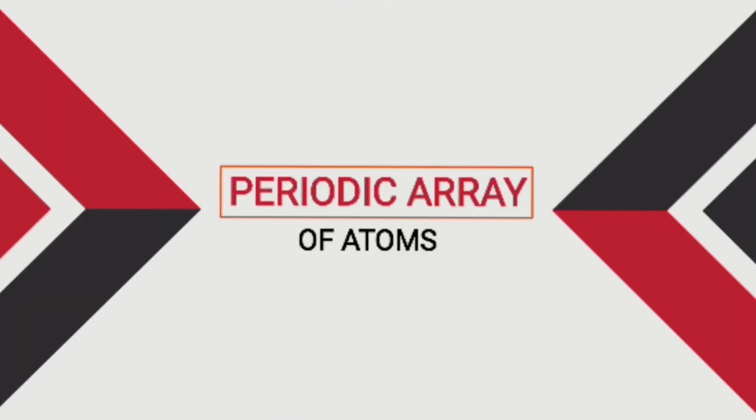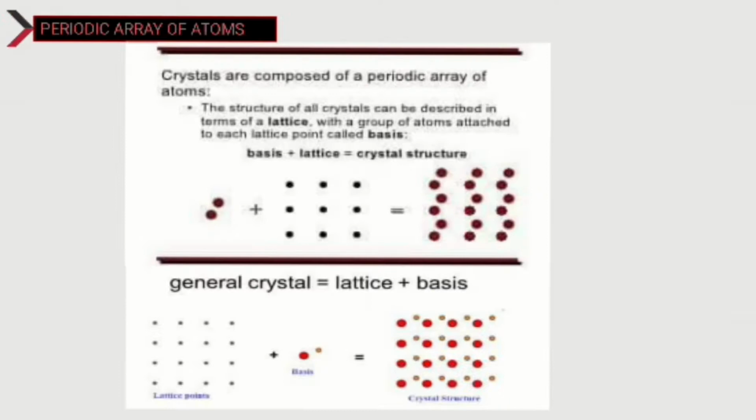So the next is the periodic array of atoms. So this is my example of the periodic array of atoms. Crystals are composed of a periodic array of atoms. The structure of all crystals can be described in terms of a lattice, with a group of atoms attached to each lattice point called a basis. So as you can see in this picture, these are the groups of atoms that attach to each lattice point. Where the atoms are attached to the lattice point, it is called a basis.